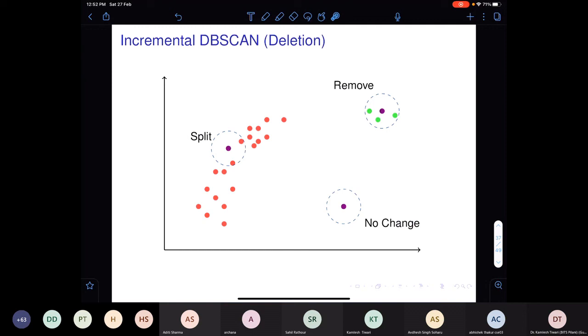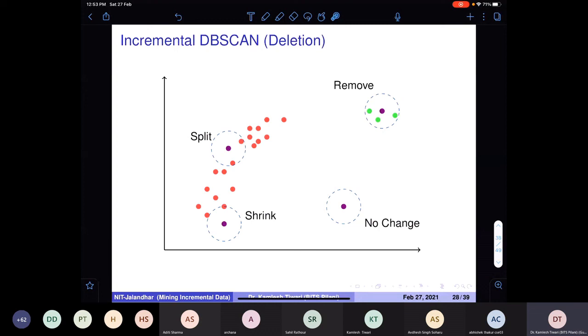If this item has been removed, there could be a split in the system. If the distance between the remaining points becomes greater than the EPS radius, then you can split these two things. Splitting would require more time, but just proportional to the size of the items in the cluster. So we assume that not many items are there in a single cluster. So this can also be done efficiently and doesn't require much time. If this item is removed, then it only shrinks. So you can see that addition and deletion both are possible with DBSCAN.